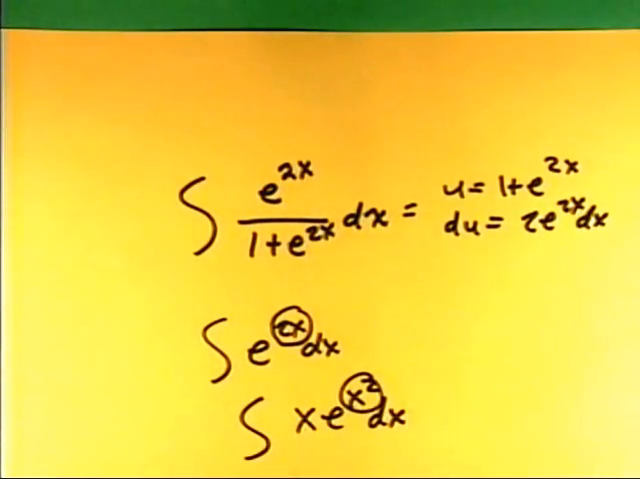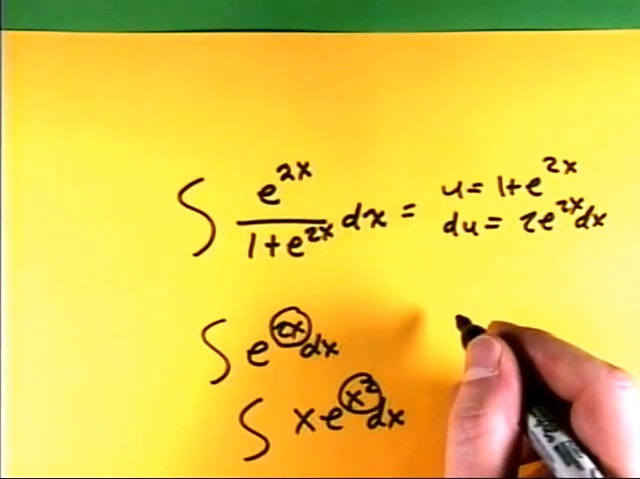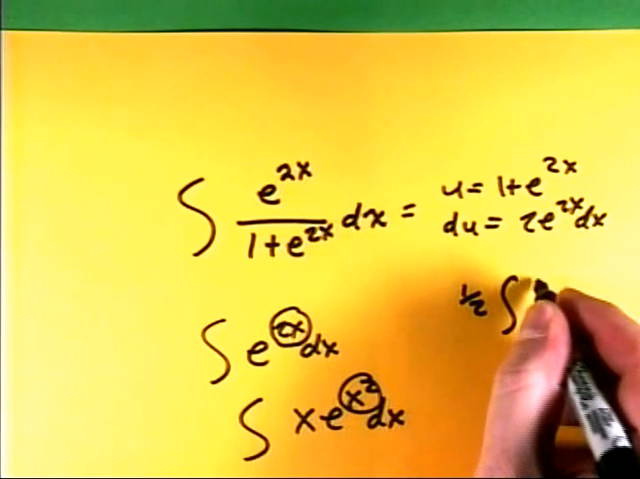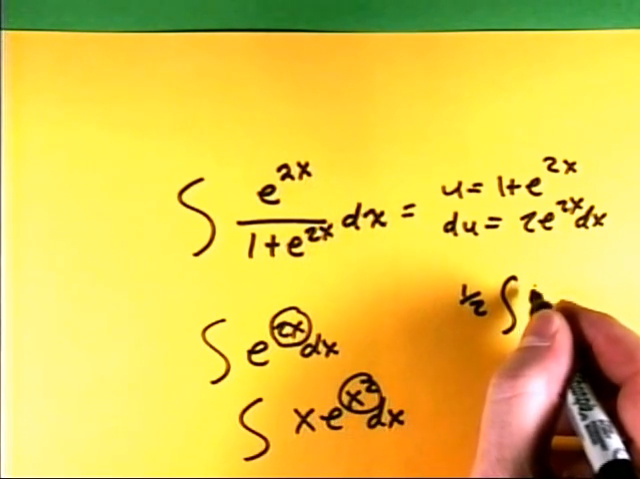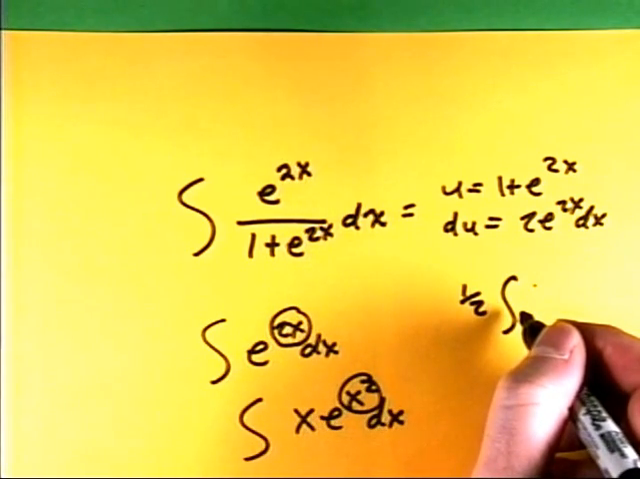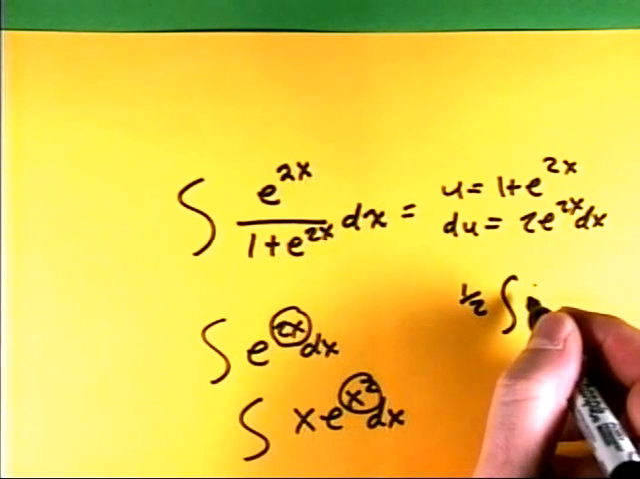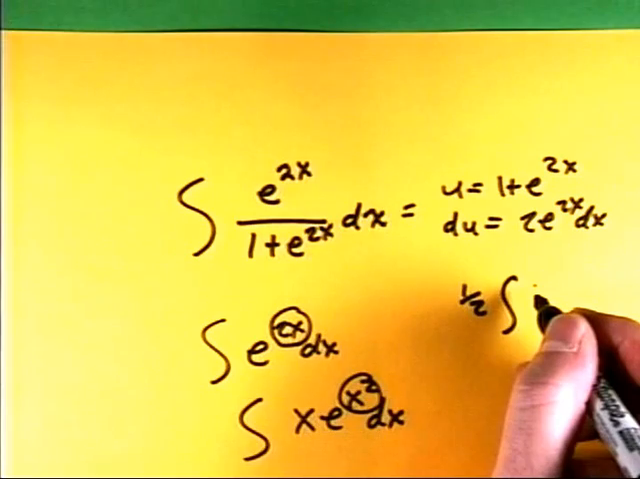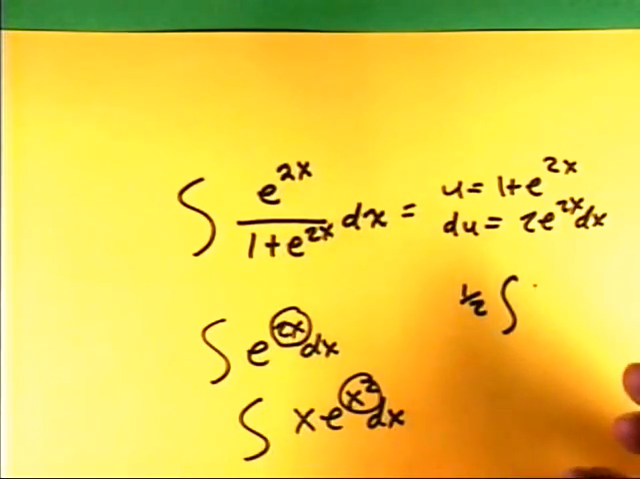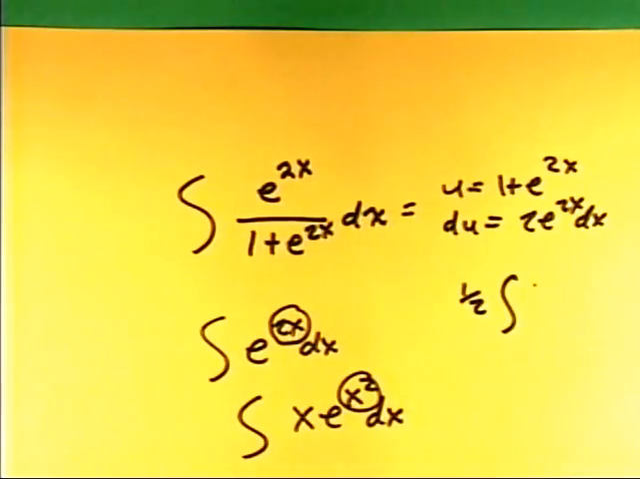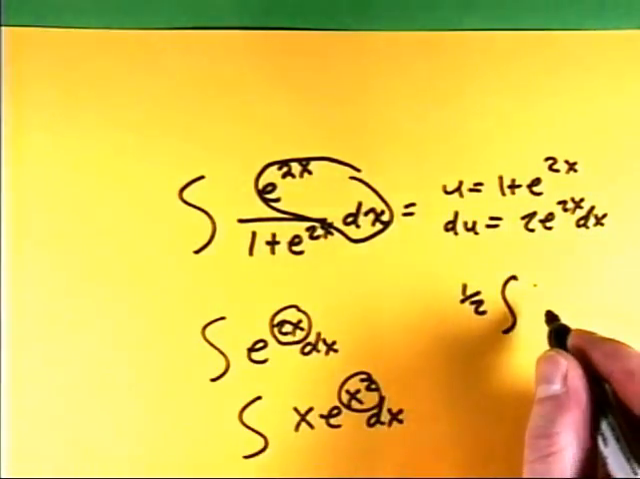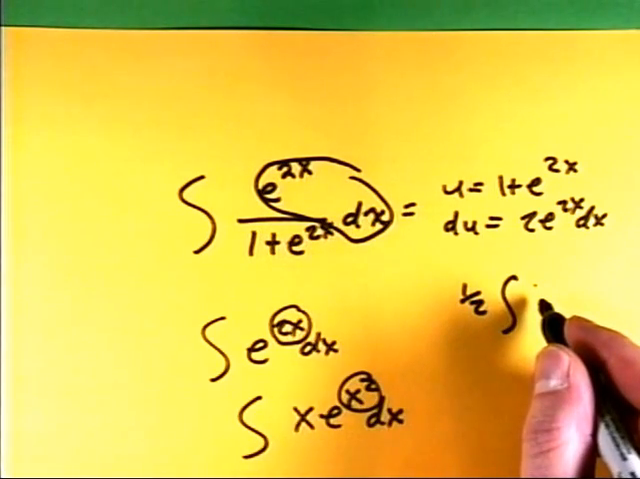So what does this become? You have to put 1/2 in front to balance up. Excellent. 1/2, and then integral, 2e to the 2x over 1 plus e to the 2x power dx. Is that right? Well, yeah, but how do we put it in terms of u and du? Then I'm just going to put 2 du.